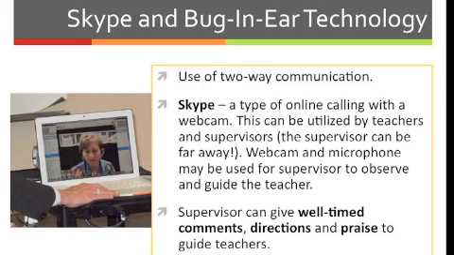The supervisor can be very far away and does not need to even be in the same building. Webcams and microphones are used for the supervisor to observe and guide the teacher. The supervisor can then give well-timed comments, directions, and praise to guide teachers.